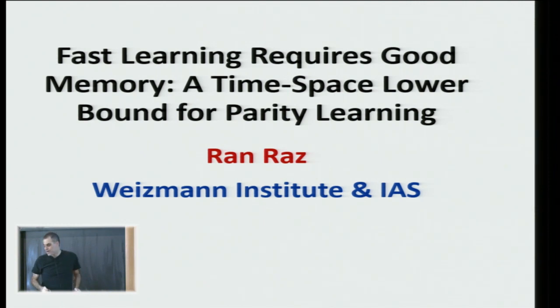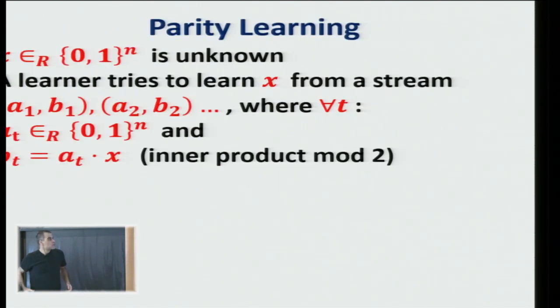So the title is Fast Learning Requires Good Memory, a time-space lower bound for parity learning. So what is parity learning? In the problem of parity learning, we have an unknown x that was chosen randomly in {0,1}^n, a vector x of n variables.